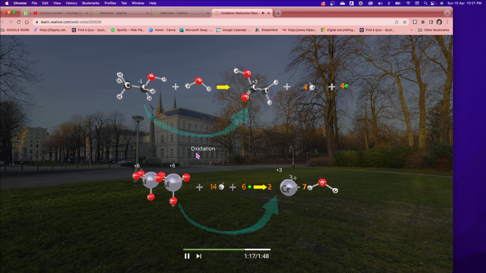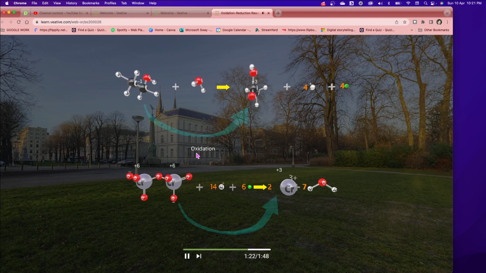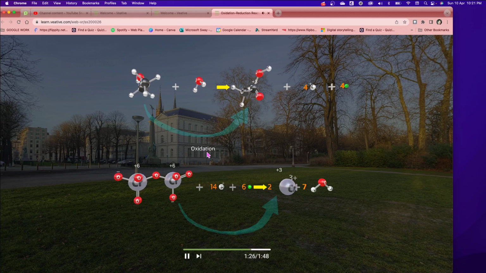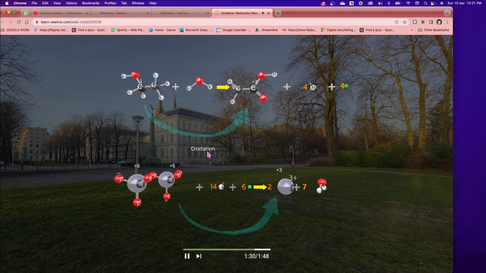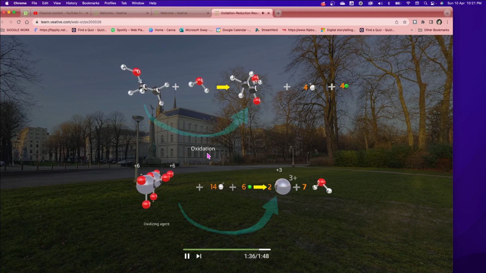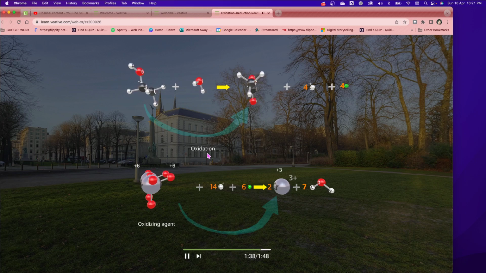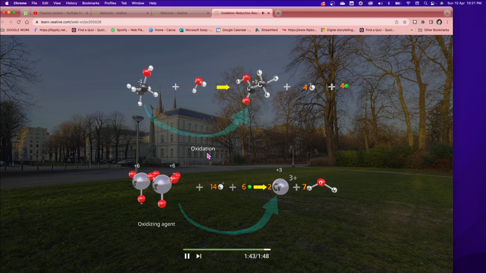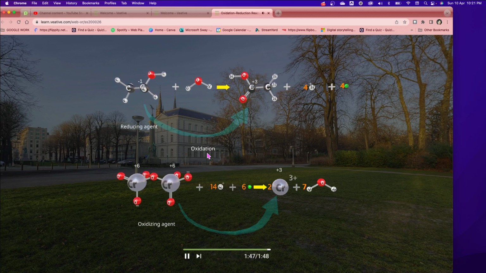In a redox reaction, transfer of electrons takes place from one reactant to another reactant to give new products. Here, the acidified dichromate ion facilitates the oxidation of ethyl alcohol by accepting electrons and is called an oxidizing agent. Ethyl alcohol facilitates the reduction of the dichromate ion by donating electrons and is called a reducing agent.